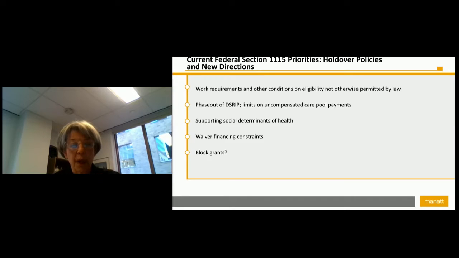So in the area of a new policy, work requirements and other conditions on eligibility that wouldn't be otherwise authorized by law have been approved through Section 1115 waivers, and we talked a bit about the litigation and some of the controversy about whether the Secretary has the authority to approve some of the work requirement waivers. The last administration, the Obama administration, approved a number of waivers called DSRIP, Delivery System Reform Incentive Payment waivers, that provided states some additional dollars as they were trying to transform their delivery and payment systems.